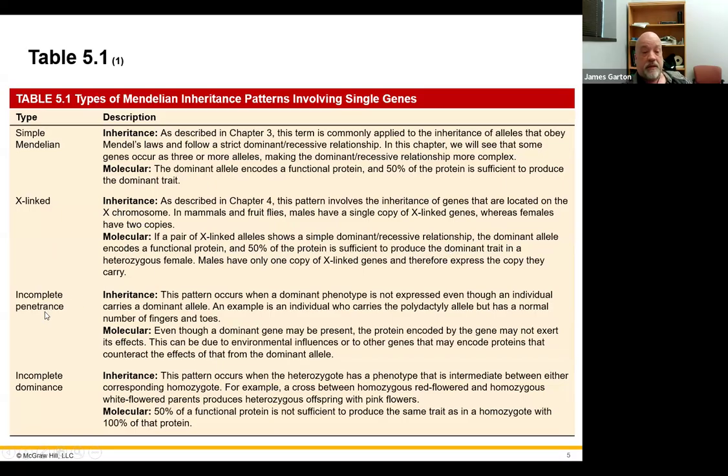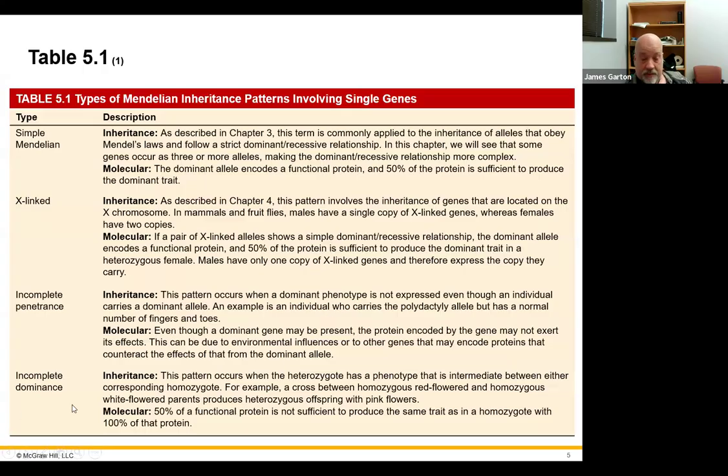And then you have what is called incomplete penetrance. In Mendelian genetics, all the penetrance was 100%, so anything that contained at least one dominant allele expressed the dominant phenotype. In incomplete penetrance, individuals might have the dominant allele, but they don't show the dominant phenotype. And there are several possible underlying explanations of this.